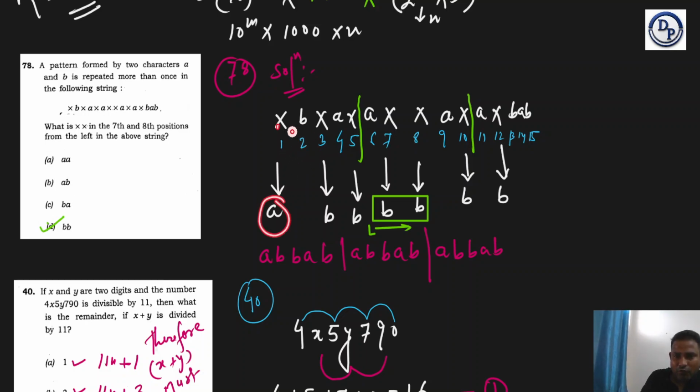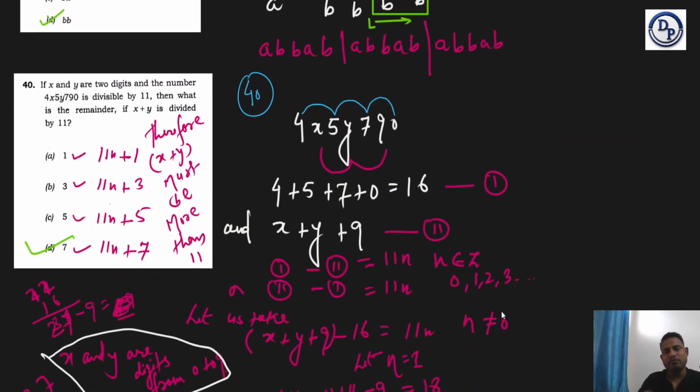Similarly, I fulfill the demands of all crosses, all characters, and I found the answer to the question: what is the double X or double cross in the 7th, 8th position from left to right? So from left to right, the 7th to 8th position is BB. So BB is here. It's quite simple.